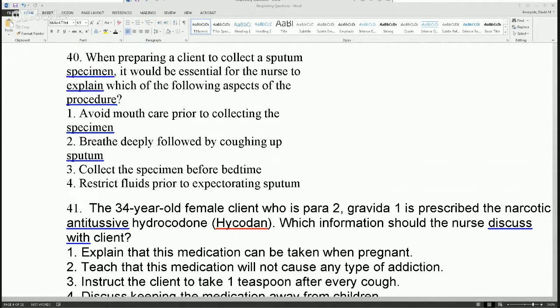Robert, when preparing a client to collect a sputum specimen, it would be essential for the nurse to explain which of the following aspects of the procedure.